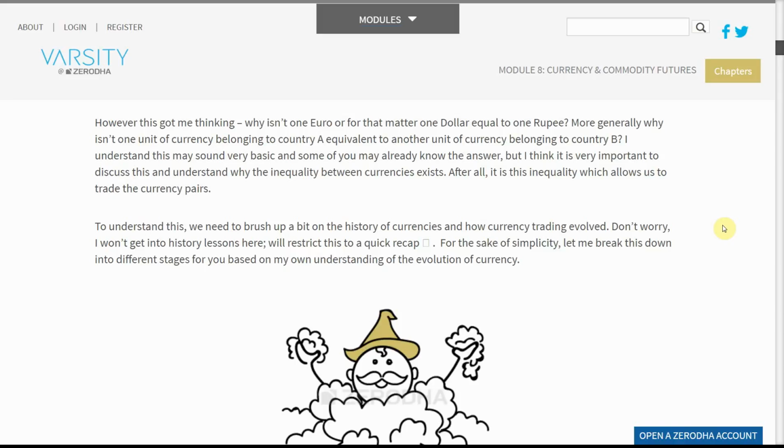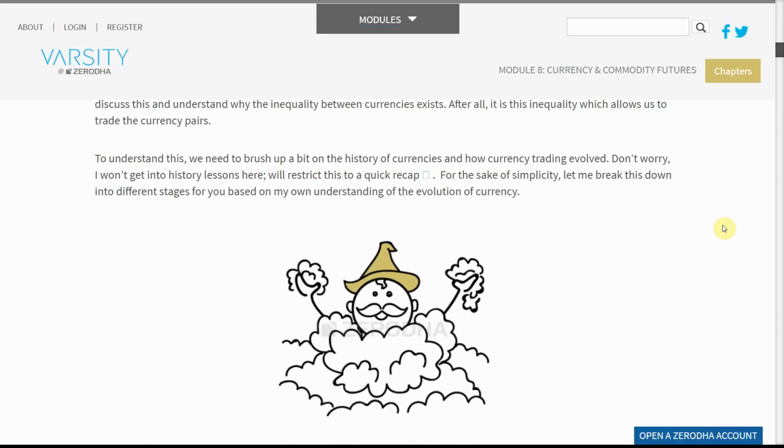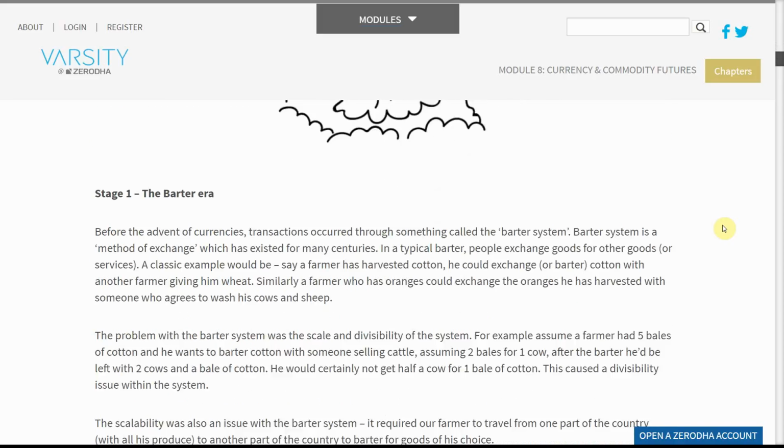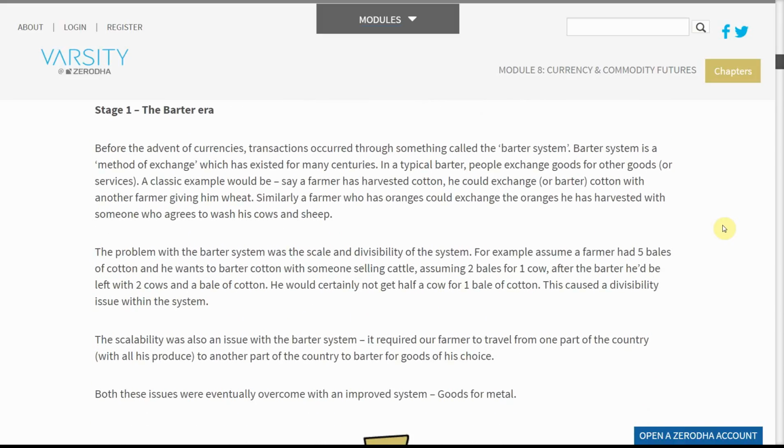To understand this, we need to brush up a bit on the history of currencies and how currency trading evolved. Don't worry, I won't get into history lessons here. We'll restrict this to a quick recap for the sake of simplicity. Let me break this down into different stages for you based on my own understanding of the evolution of currency. Stage 1: the Barter Era.